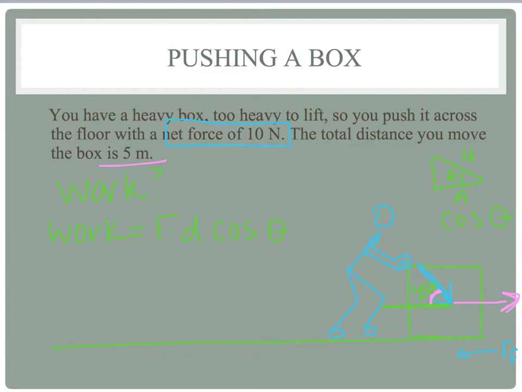Now if we plug that in, we're going to get our force of 10 newtons times our displacement of 5 meters times cosine of our 45 degrees. And when we plug that all into our calculator, we get an answer of 35.36 joules of work that is being done.